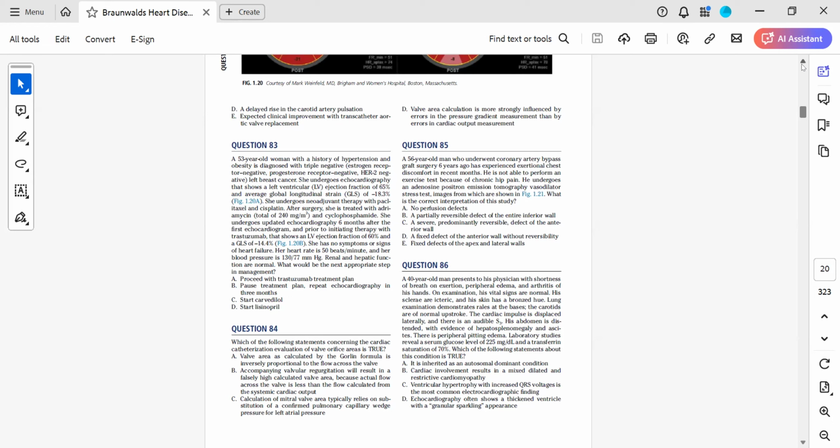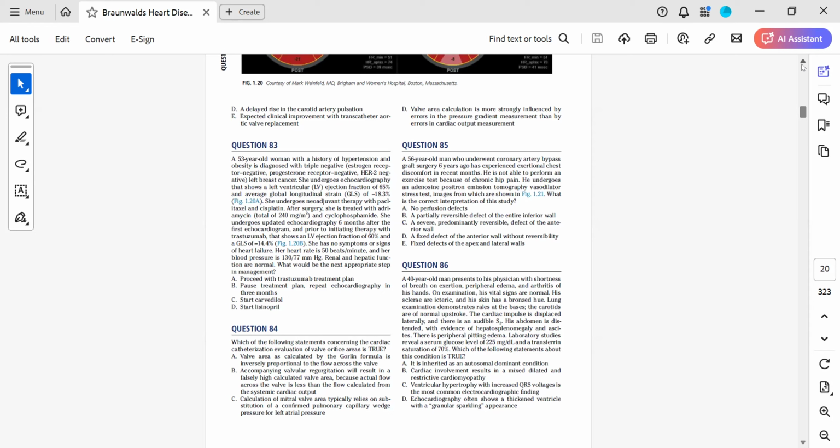Then, accompanying valvular regurgitation will result in falsely high calculated valve area because actual flow across the valve is less than the flow calculated from the systemic cardiac output.